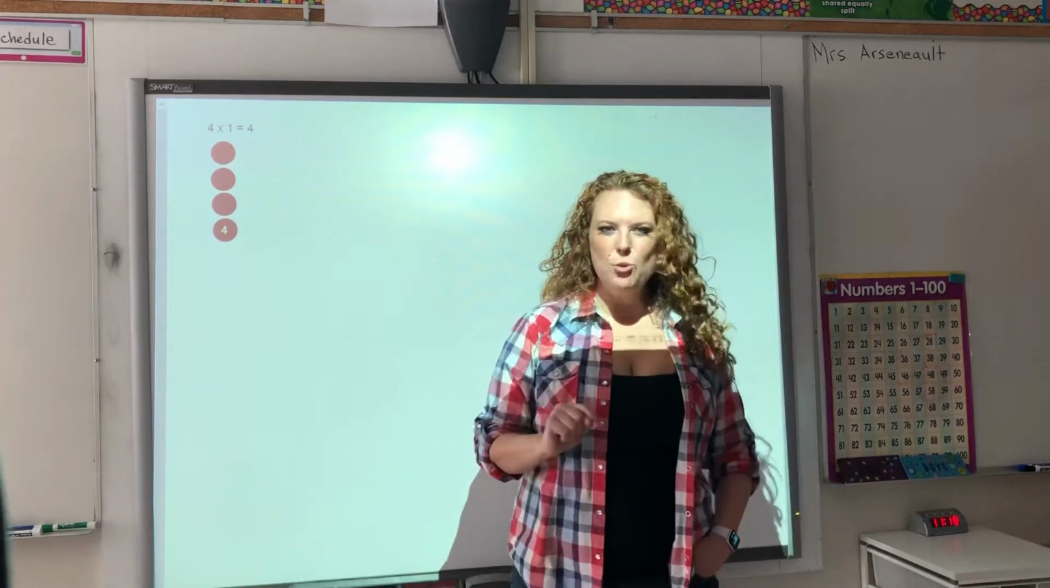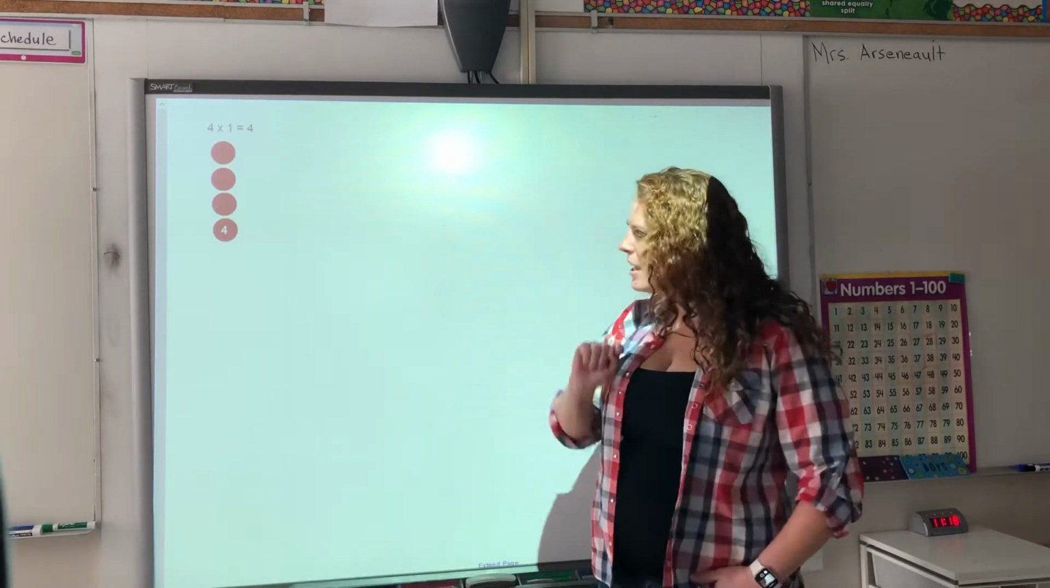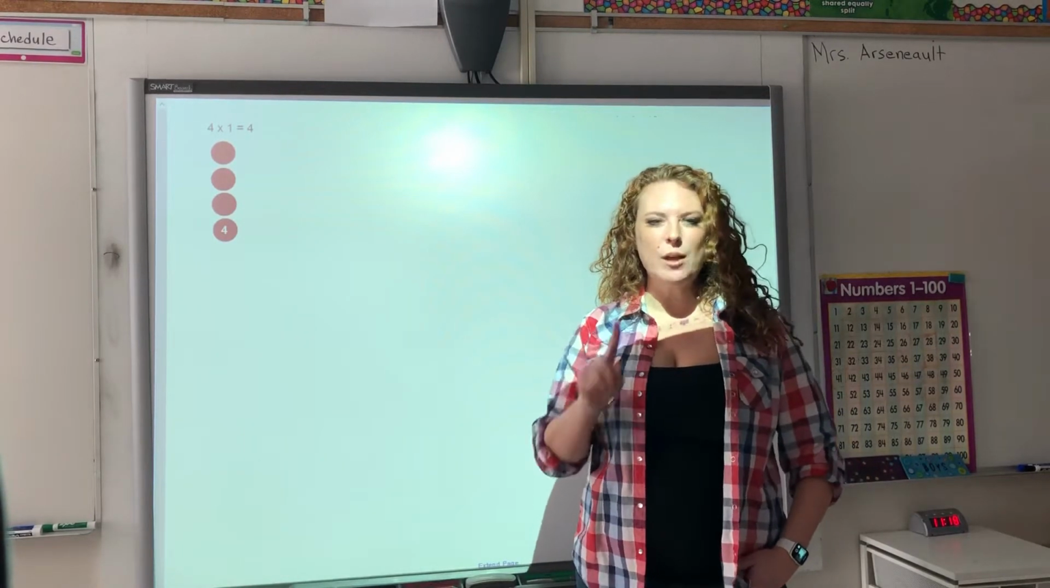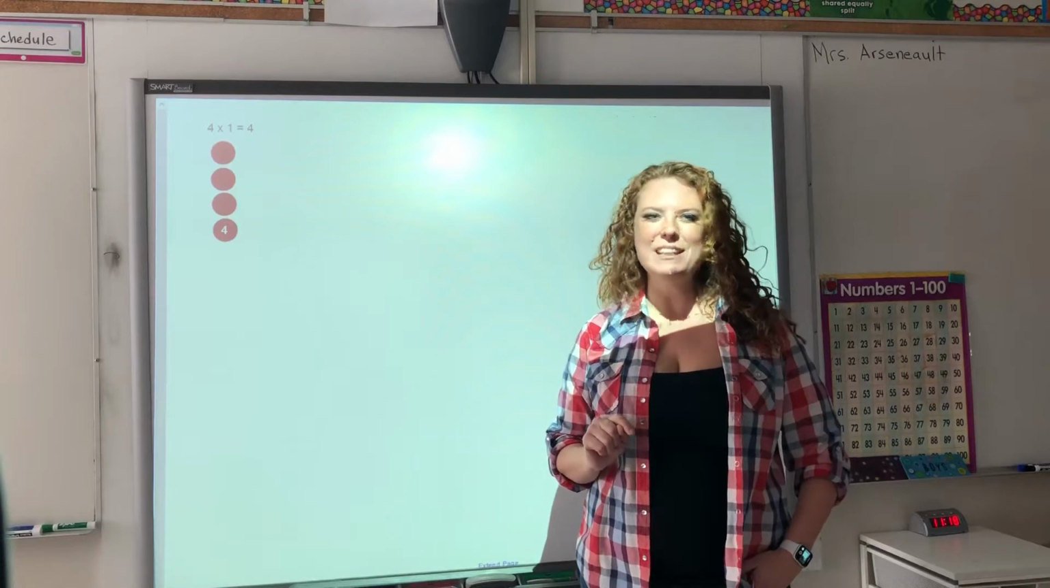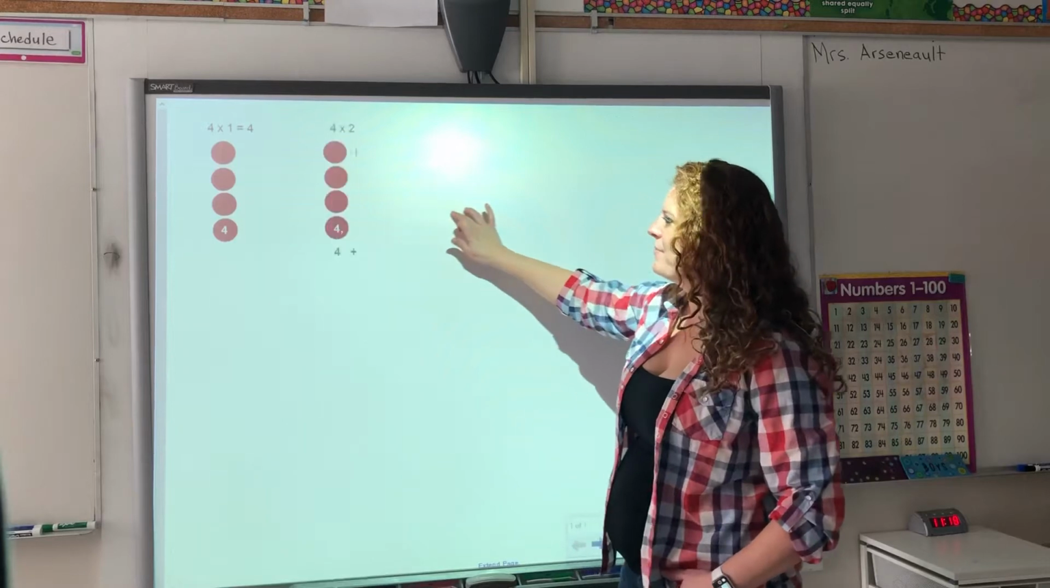I have one group of 4. Because we're dealing with the factors of 4, I'm going to start with 1. There are 4 dots there. I know that one group of 4, or 4 times 1, equals 4. Easy. Got it. Let's build our array.